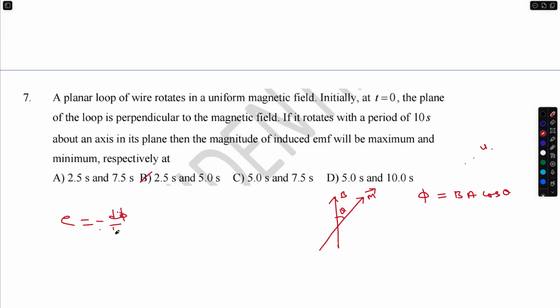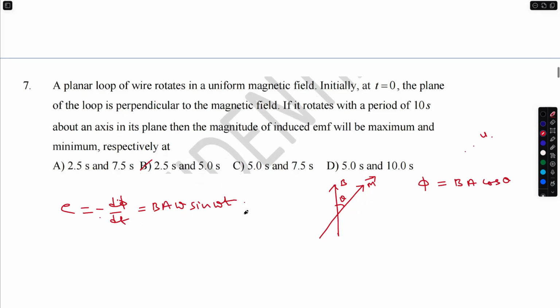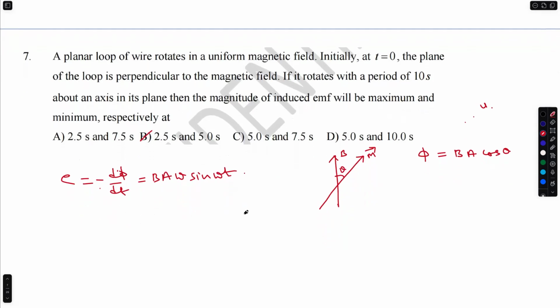Minus d phi by dt. This is BA. Arey bhaiya, theta is omega t, so it becomes BA omega sin omega t. Okay, omega they have given here. So what does the graph say?